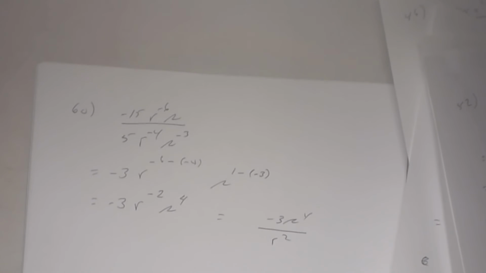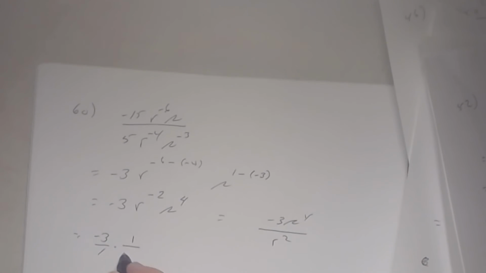Now remember, if you can't still get from here to here, then do the next step. So the next step would be negative 3 over 1. Use the negative exponent rule. R to the negative second is the same as what? 1 over R to the second. And then S to the 4th is the same as S to the 4th over what?